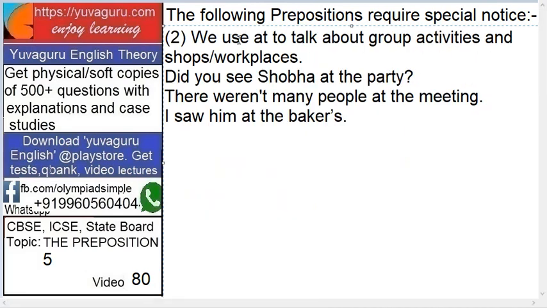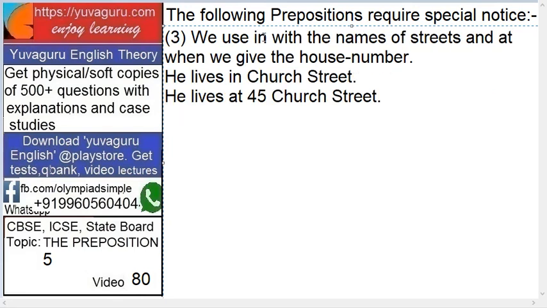Second, we use the preposition at to talk about group activities and shops or workplaces. So when we are talking about group activities like a meeting or party, we use at. And when we are talking of shops or workplaces, then also at. Did you see Shobha at the party? There weren't many people at the meeting. Group activities, right? I saw him at the baker's, shops or workplaces, at.